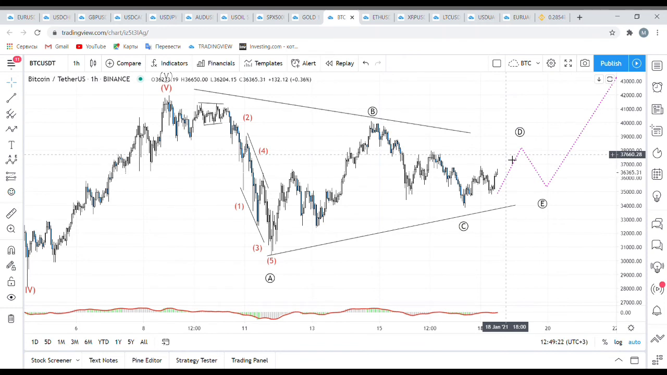For Bitcoin, the correction in wave 4 is more likely to continue and take the shape of a triangle, which tells us about continuation of growth, and in the near future Bitcoin will be able to reach 47 and maybe even 50,000 for one Bitcoin.